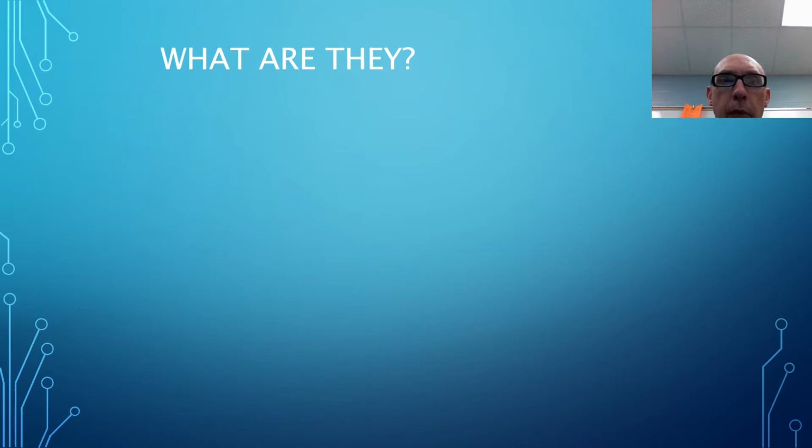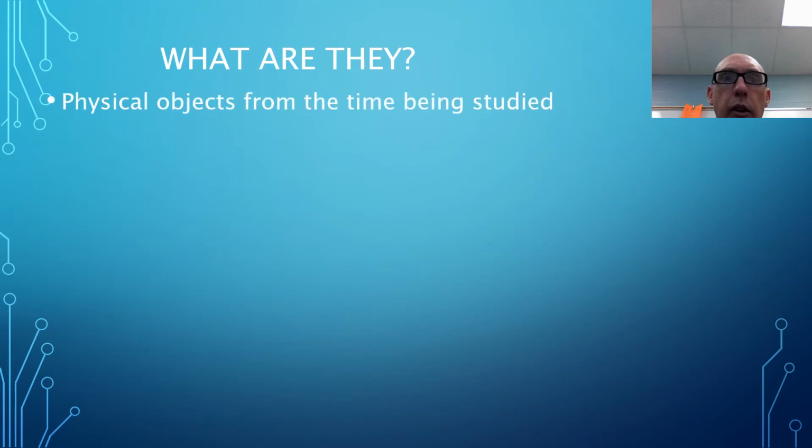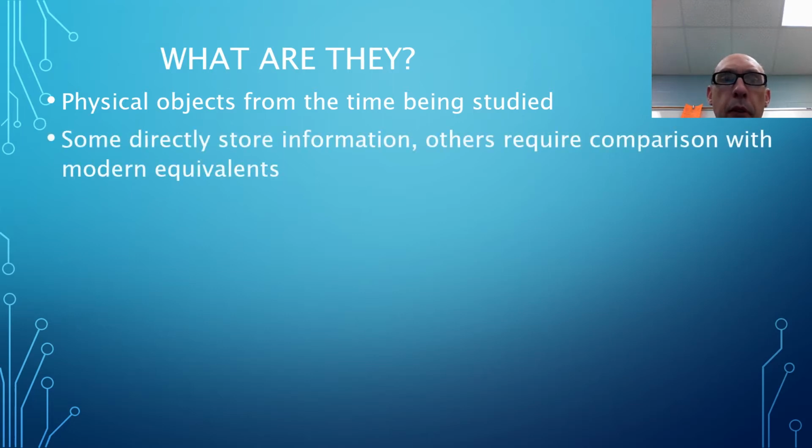So what are they? First of all, proxy records are usually physical objects from whatever time period you're trying to study. They will directly store information, meaning they'll store a molecule, a physical object, which tells you something very directly, or they're going to require that you do a comparison between whatever the stored information is and something that is a modern equivalent of the same thing.